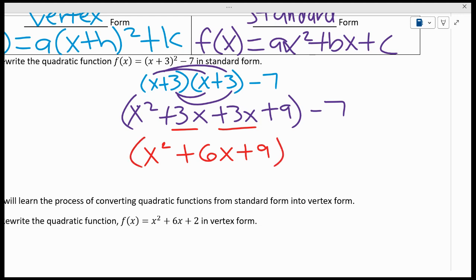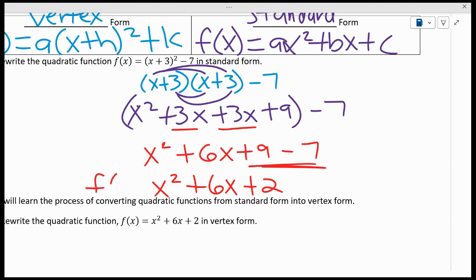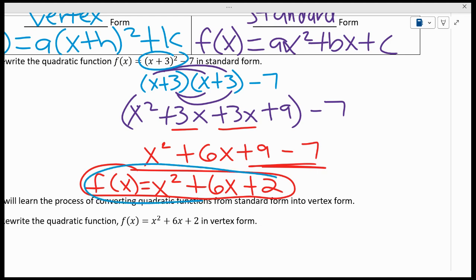Normally, there was a number in the front, like a 3 there or something, and then we would multiply again. But this one doesn't have a number in the front. There was no number, so that means once I got here, I don't need the parentheses. I could just put the minus 7 because I didn't have to distribute again. And then I combine like terms again. X squared plus 6x, 9 minus 7 is 2. So we changed the equation from vertex form to standard form. It had parentheses, and now it doesn't have parentheses.